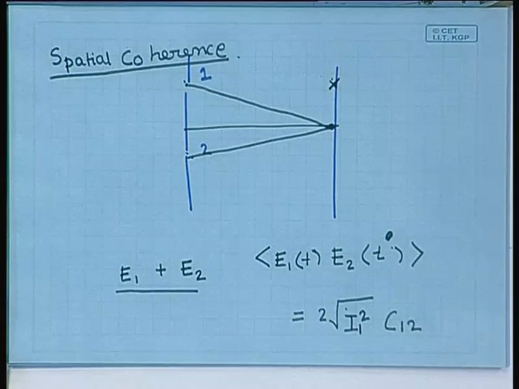So the first point which I wish to make over here is that the Young's double slit experiment measures the spatial coherence of the wave. It takes the value of the wave at two different points, multiplies them and measures the time average of this. The term responsible for interference in the Young's double slit experiment arises from the spatial coherence of the wave.